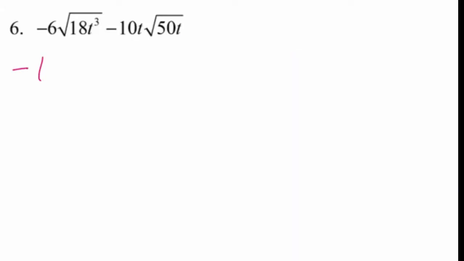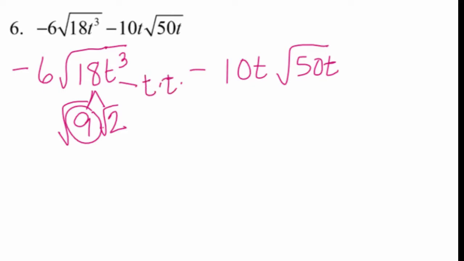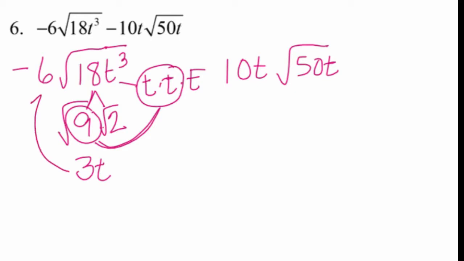We have here negative 6 square root of 18t to the third minus 10t square root of 50t. The 18 is 9 times 2. That's a perfect square, the 9. So we take the square root of that. And the t cubed, there's 3 t's here, right? And we need groups of 2 t's. So there's 1. The square root of 9t squared is 3t, which is going to get multiplied times the negative 6. So that's a negative 18t.